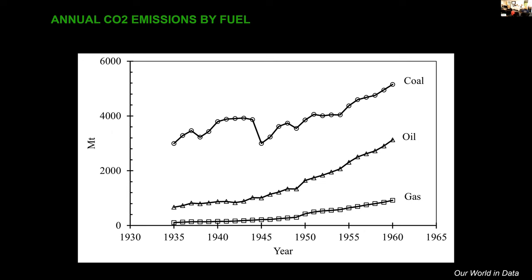Oil and gas CO2 emission grew at a much faster pace than coal, indicating a global transition toward these energy sources. The impact of World War II on this emission was significant, particularly for coal and oil, due to their extensive use in the war.